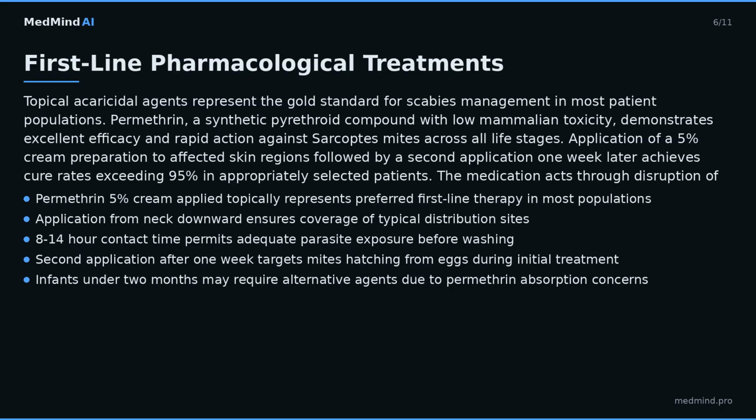Key points: permethrin 5% cream applied topically represents preferred first-line therapy in most populations. Application from neck downward ensures coverage of typical distribution sites. 8 to 14-hour contact time permits adequate parasite exposure before washing. Second application after 1 week targets mites hatching from eggs during initial treatment.